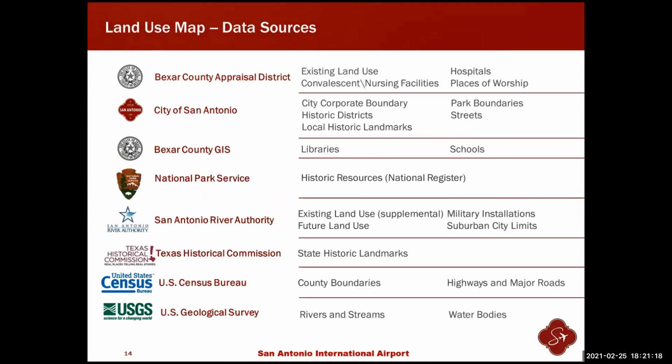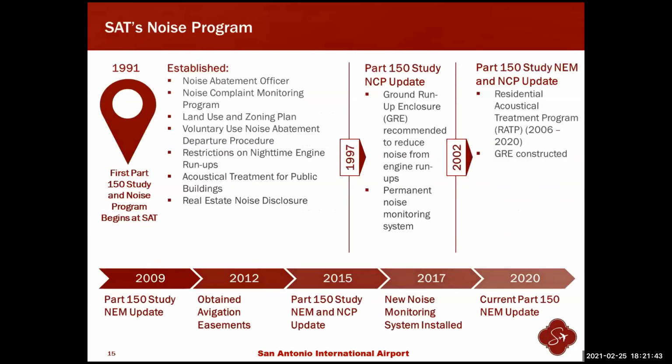Noise-sensitive land uses include residential, places of worship, schools, libraries, hospitals, and more. To accurately capture all the various noise-sensitive land uses, we consulted more than a half dozen publicly accessible data sources to gather the information. All noise-sensitive sites within the DNL 65 contour are depicted in the land use maps and are identified in the Noise Exposure Map Update Report.